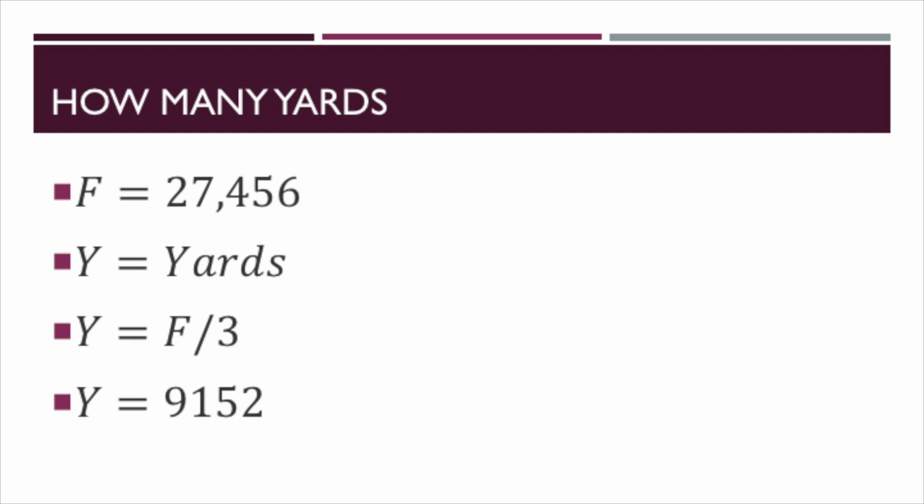So now let's ask ourselves the next question, which is how many yards in 5.2 miles? Well, we know that 5.2 miles is 27,456 feet. We're going to set y to yards, and we know that there are 3 feet in a yard, so we're going to say y equals f divided by 3. And so we take 27,456 divided by 3, and so we know there are 9,152 yards in 5.2 miles.